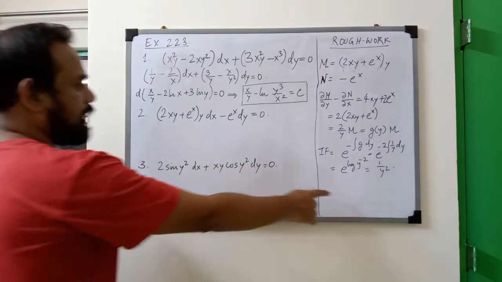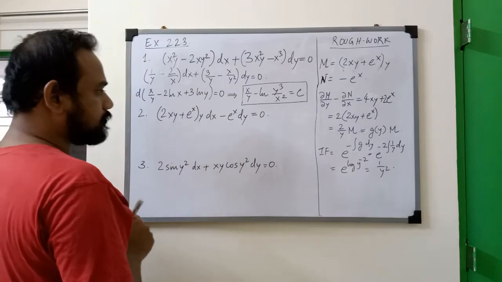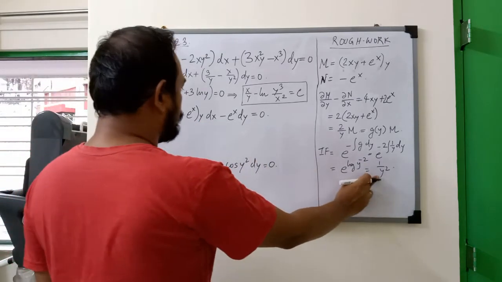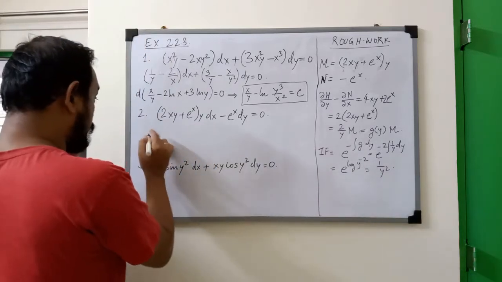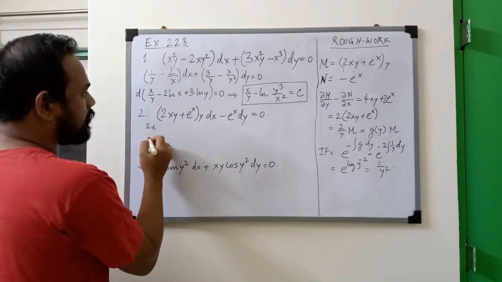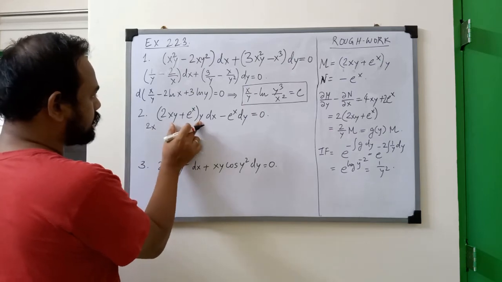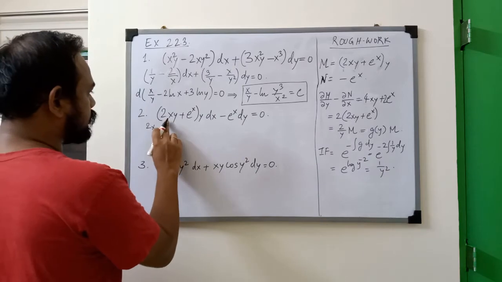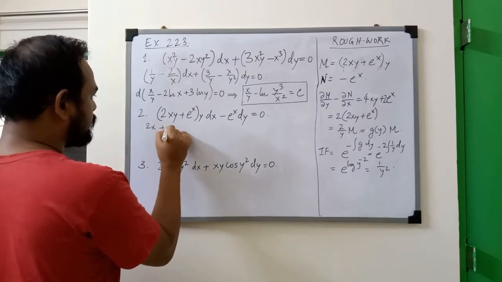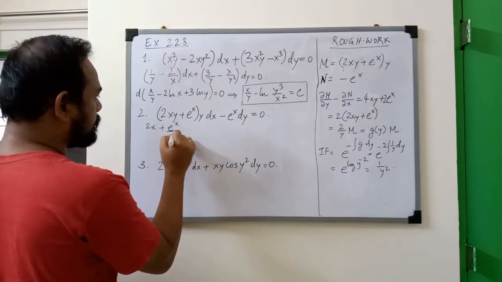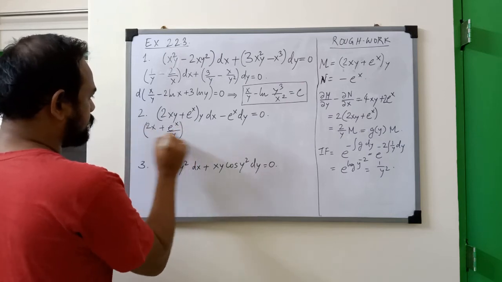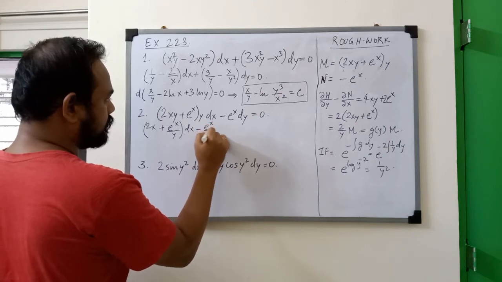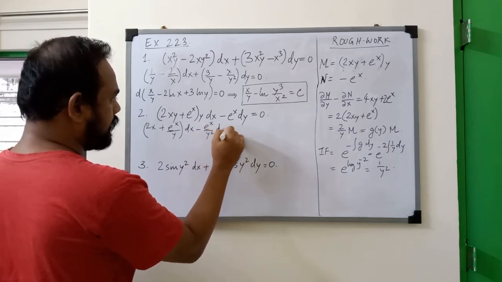So if you multiply this integrating factor to this differential equation, what you get is this 1 y will cancel with 1 y here, so this is gone. So you're left with 2x. So for this expression there's a y squared that cancels with the y squared, so you're left with just the 2x plus e to the x over y, that's with dx, minus e to the x over y squared dy equals 0.